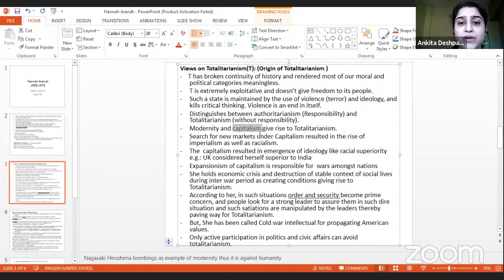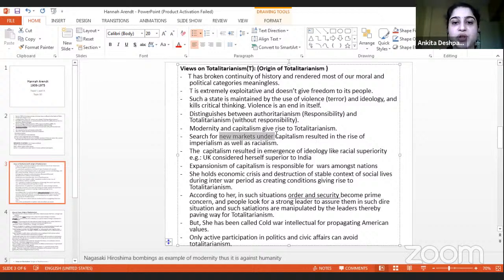How? Because of capitalism, what happened? Few people became economically rich. They had large industries. Now once large industries were set up, they needed raw materials. Now where will you get raw materials? They started colonialization.